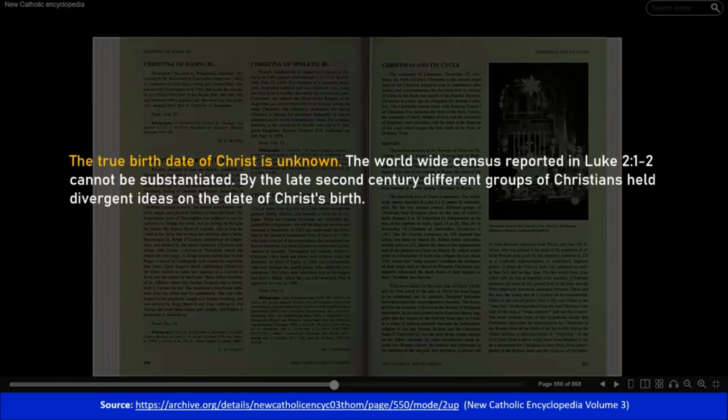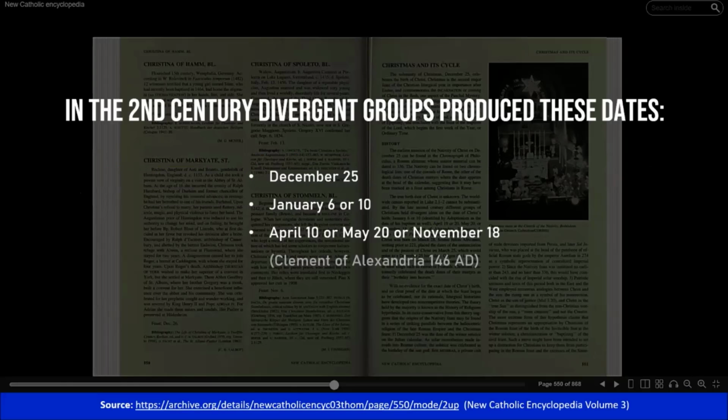So by the late 2nd century, different groups of Christians held divergent ideas on the date of Christ's birth. Okay, so by the 2nd century, we have people with all these different ideas in regards to when it was. Was it in December? Was it in September? Some of the dates they came up with were the following. December the 25th was one of the dates. January the 6th or the 10th, and you can see that in Europe.